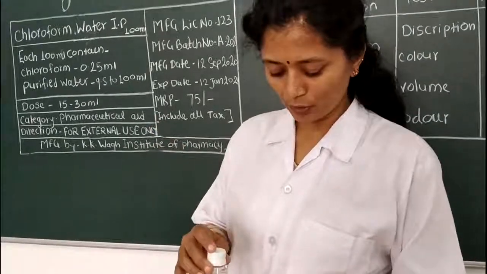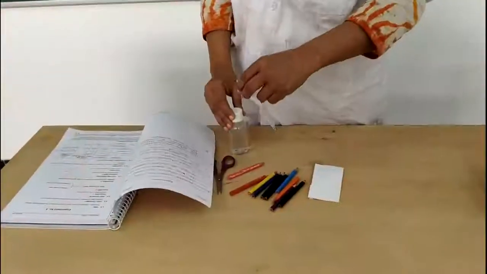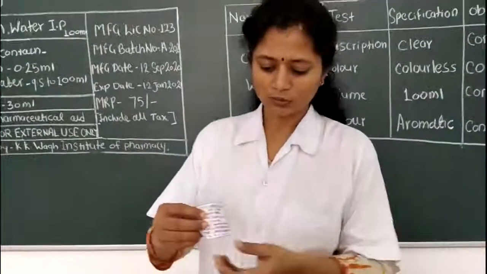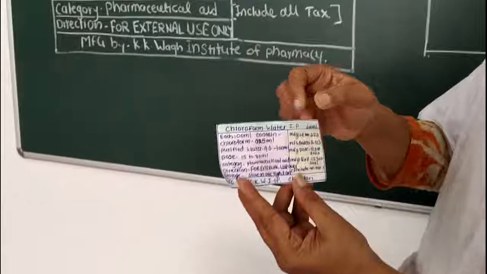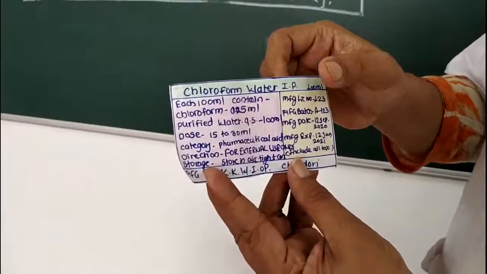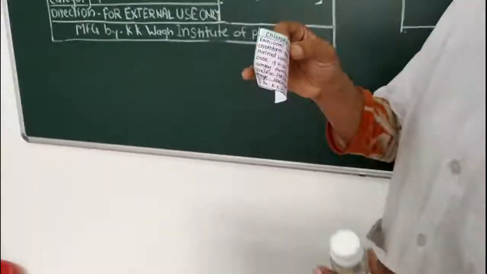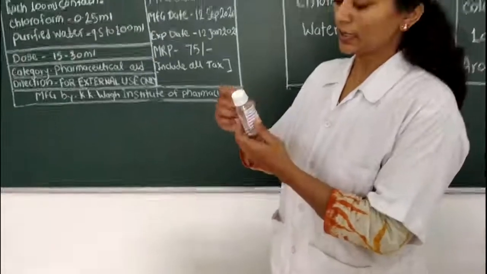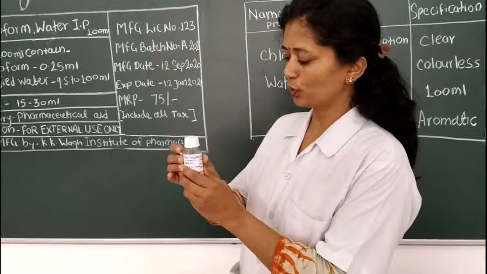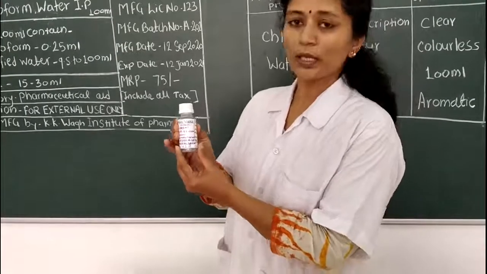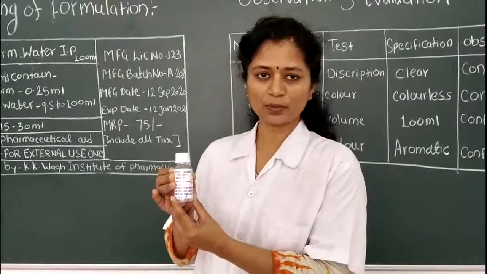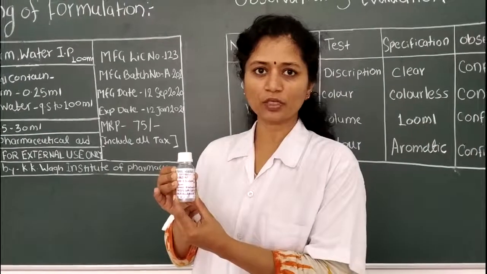We already prepared one label, this one is our label, where we mention chloroform water IP. This is our volume, all the parameters we should mention in this label. Then we have to stick the label onto the bottle in the appropriate manner. Use a proper rubber. In this way, we have to label our preparations, and we finish our preparation.